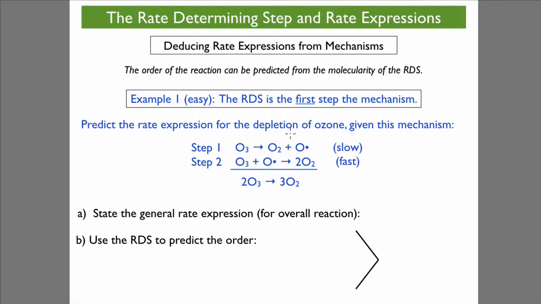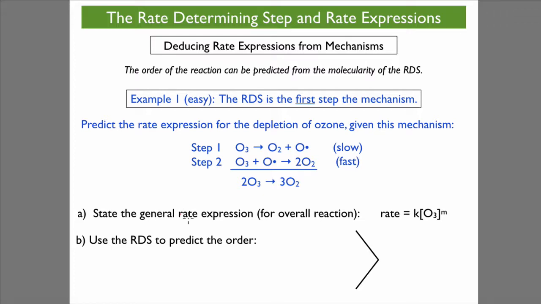So we've got ozone, which is being chopped up into a molecule of oxygen and an oxygen free radical, and very pleasant to see this as our first step being the slow step. Let's state the general rate expression for the overall reaction. Well, there's only ozone in the slow step. So we put rate equals k[O3]^m, put a little m there for now, and then we're going to determine what it is.